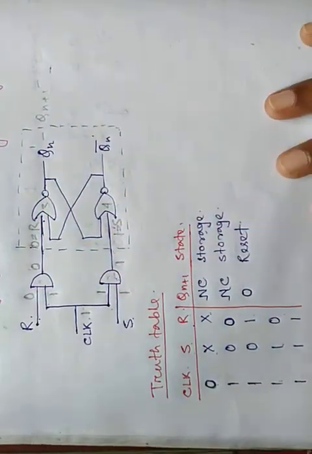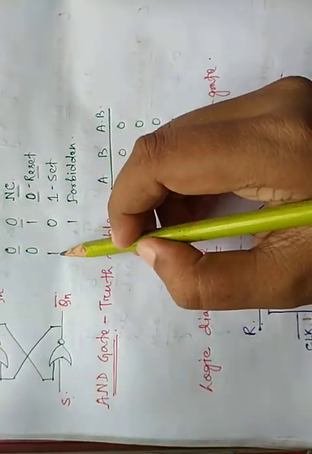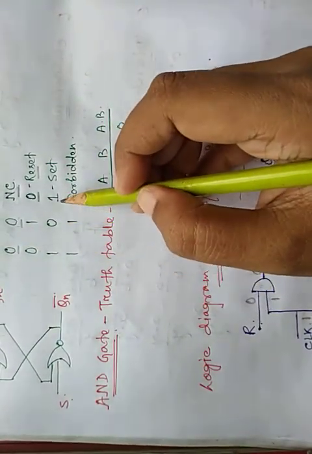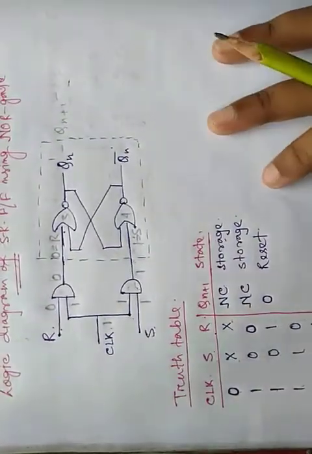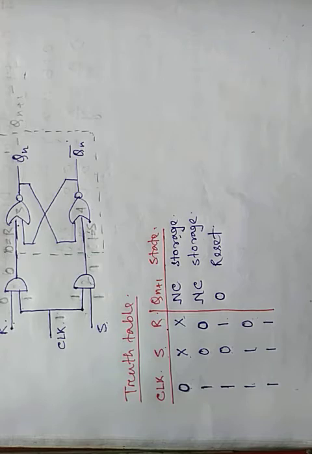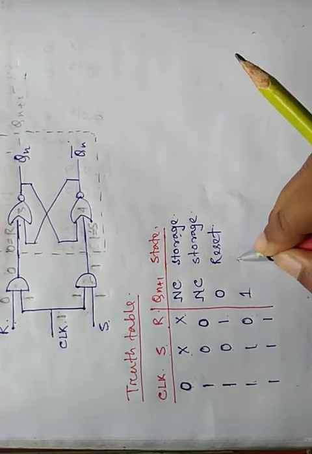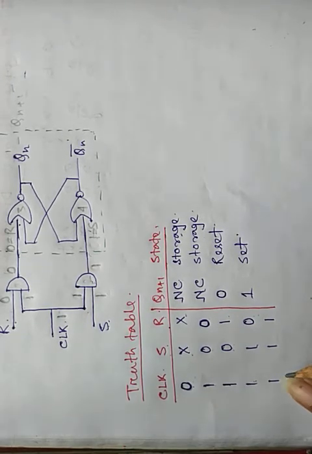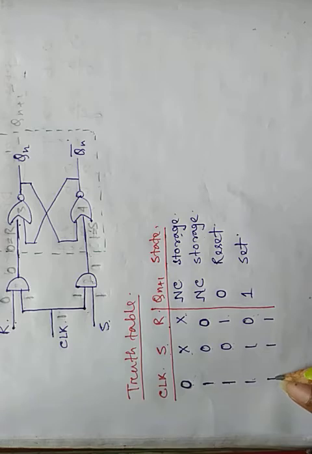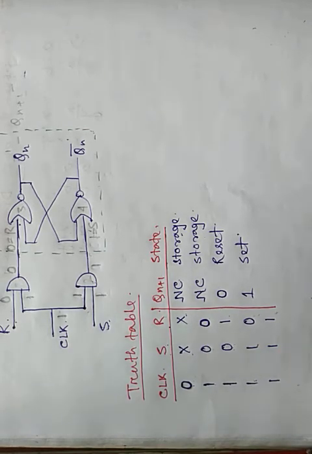Now let us see what is the output of the latch for S1 R0. The output is 1 and it is the set condition. Okay. Now the last condition, when clock is 1 and both inputs are 1.